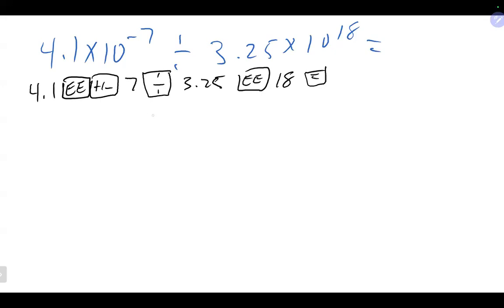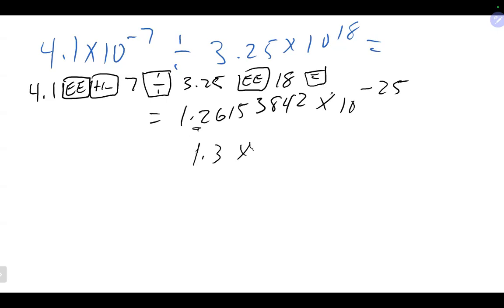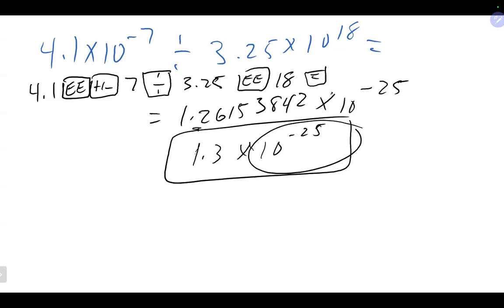We get something like 1.2615384 times 10 to the minus 25. We should really round it to about there, 1.3. We'll talk about that later as well. But more importantly, you don't want to forget to record that part of it. It's very common. People just record the front part off their calculator and miss the times 10 part. You want to make sure you record it.